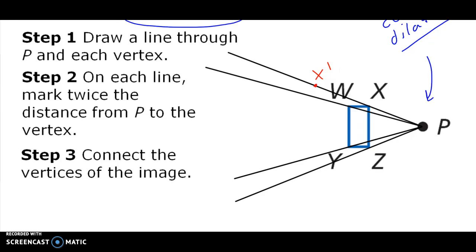Now, if X is 1.5 centimeters away from P, what else is going to be 1.5? Z, right? Because it's the same side of the rectangle. So Z is 1.5. We're also going to double that. So start at P and measure 3 centimeters down the road, and then we're going to call that point Z prime. Now for W and Y, we need to remeasure, because those are on the other side of the rectangle. So go ahead and measure with centimeters. How far is it from P, the center of dilation, to W?